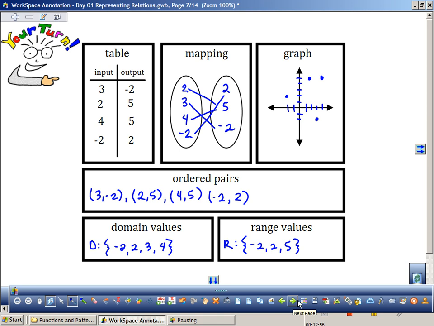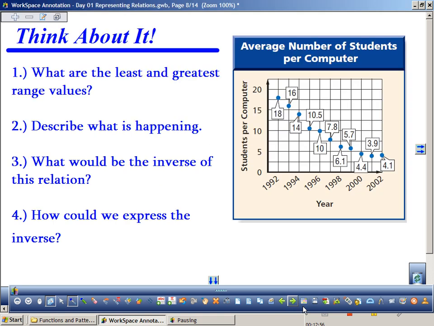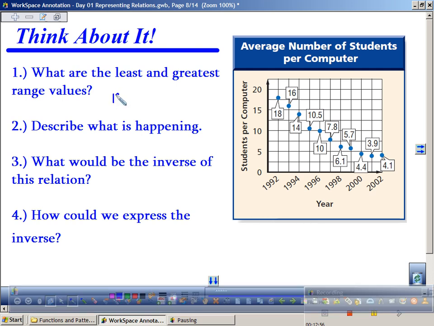All the Y values, right? All the outputs. So what would be the least and the greatest range value? Not 0. No, that's a scale. That's not the actual value. What would be the highest value of an output that you get? 18 would be the highest. And what would be the lowest? 3.9. See it in there? 3.9 is actually the lowest.